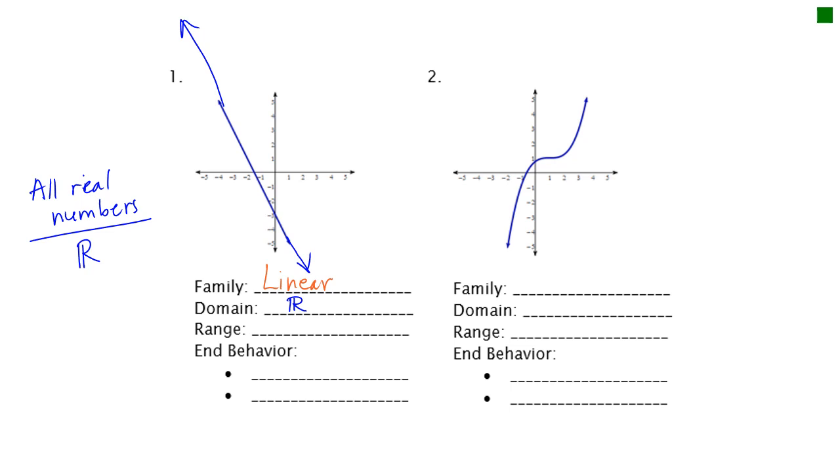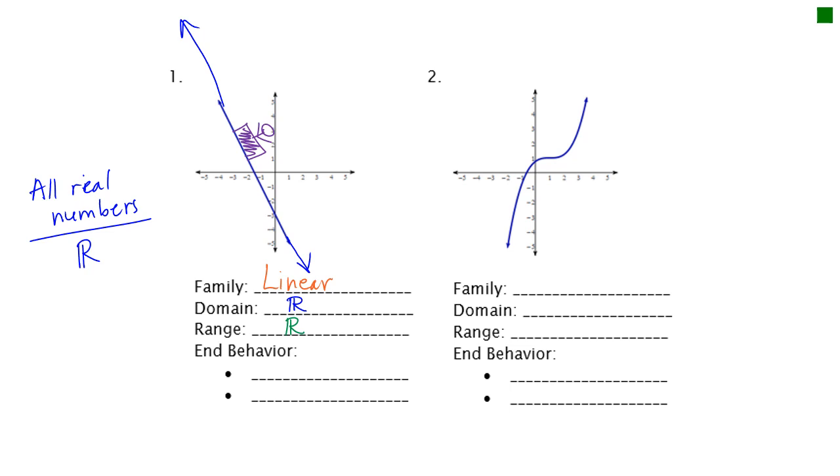For the range, very similar. If I extended my line it would keep going up forever and ever, and it would keep going down forever and ever. So the range is also all real numbers. The end behavior is the trickiest part, and what I like to do is pretend like I'm on the line in a little roller coaster car. So this is me riding on the line here.